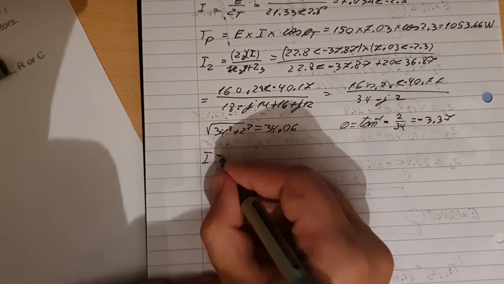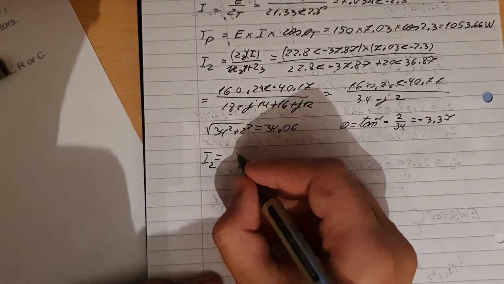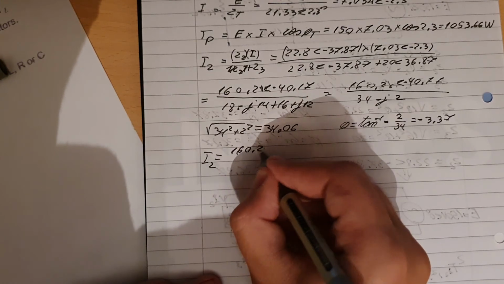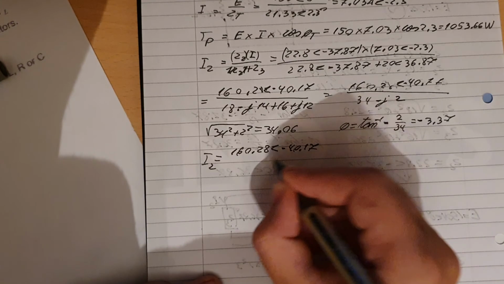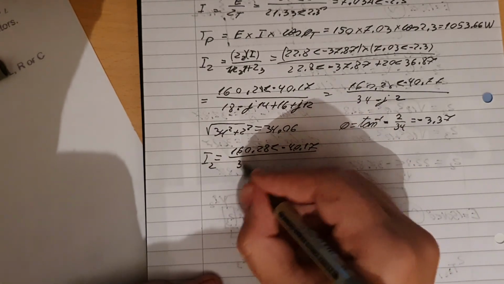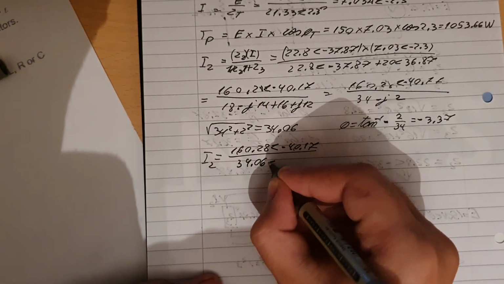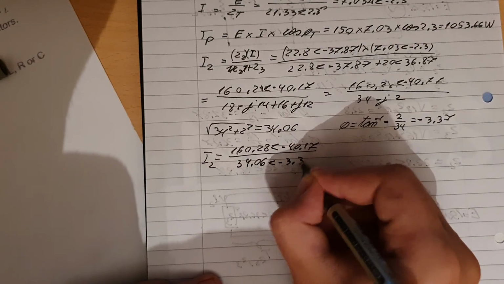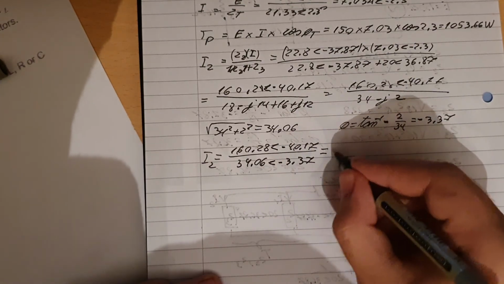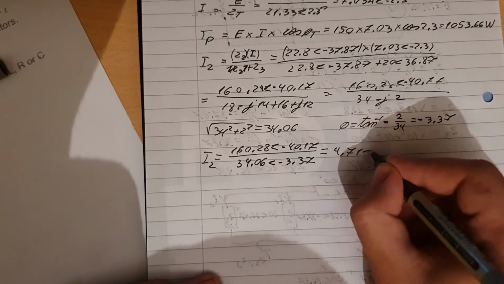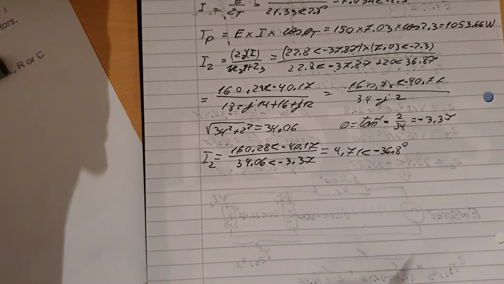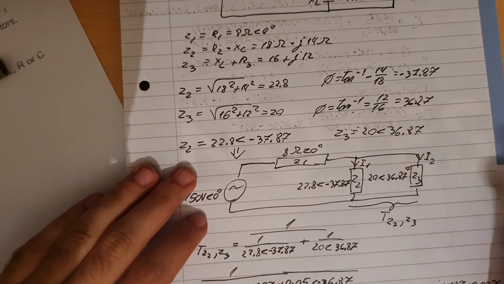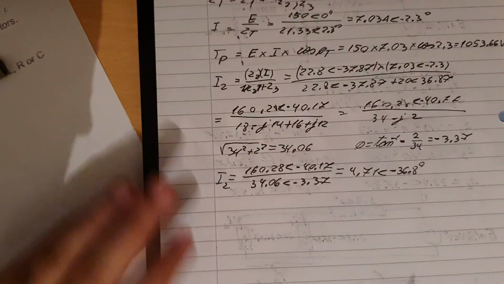I2 therefore will be equal to 160.28 at an angle of minus 40.17 over 34.06 at an angle of minus 3.37. That will be equal to 4.71 at an angle of minus 36.8 degrees. So we found the current I2, which will be the current going through here. Now we just need to find the current I1.